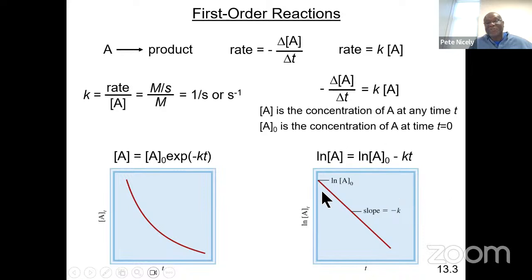So this is actually more useful because you can use this to determine the rate constant and the initial concentration of A, all right? So that's basically how the first order integrated reaction works, all right?